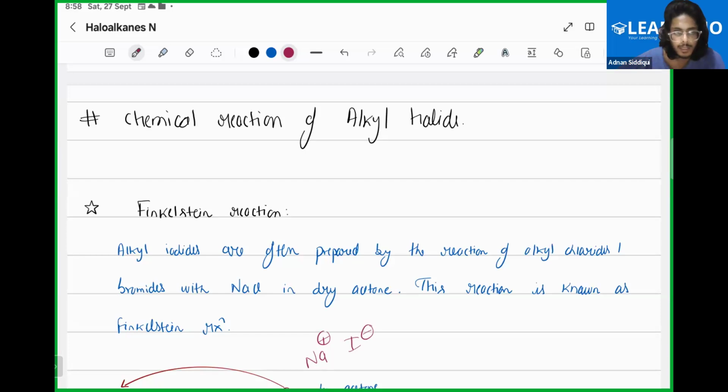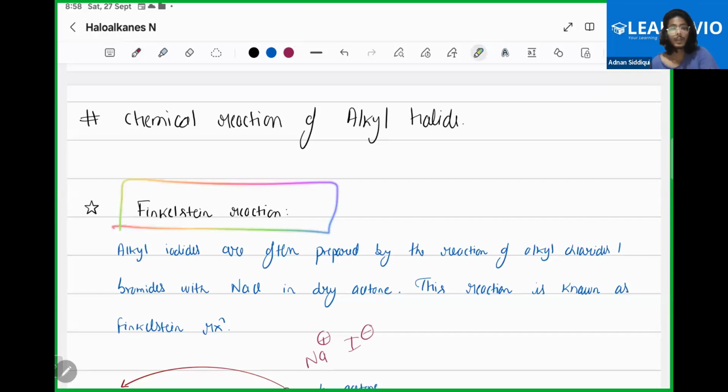What do we call this part? Chemical reactions of alkyl halides. Before this, we were preparing alkyl halides, and now that we have prepared those alkyl halides, we are trying to convert them into something else by performing different chemical reactions. Is it clear? Yes, sir.